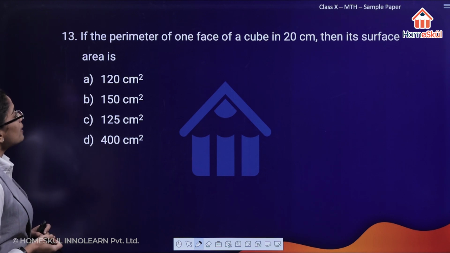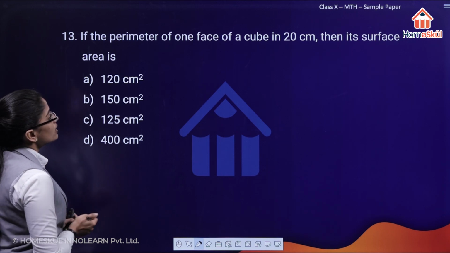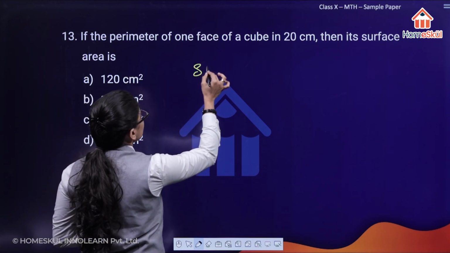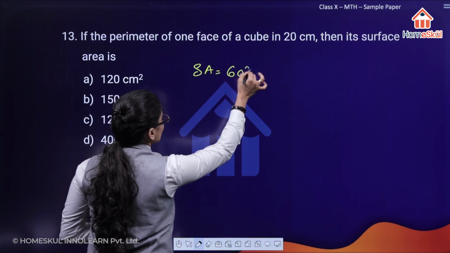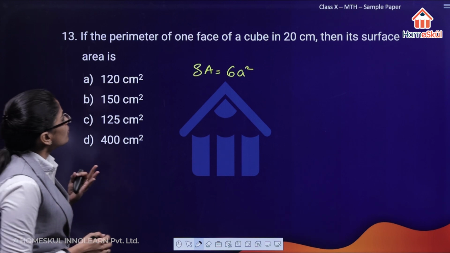13th question: if the perimeter of one face of a cube is 20 centimeter, then its surface area is... Here we need to find out the surface area of a cube. Surface area of a cube is 6a squared, that we know. We require the side of a cube, isn't it? What all things are given?